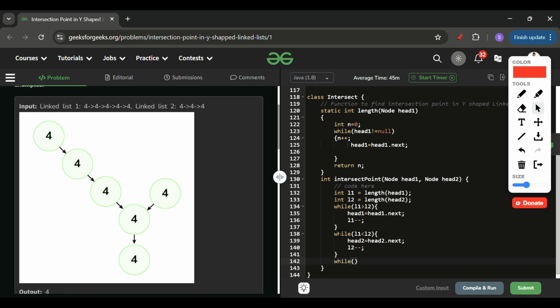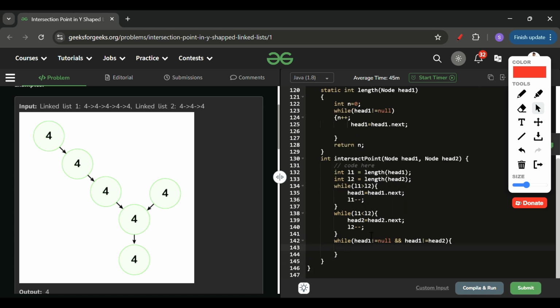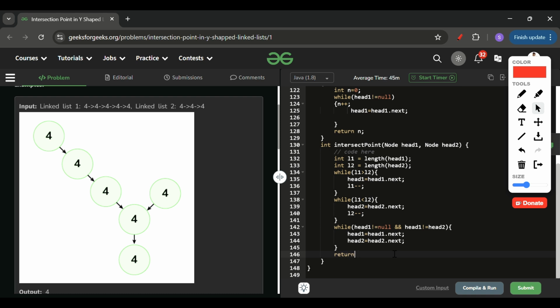After that, while head1 is not equal to null and head1 is not equal to head2, meaning until I have not reached the end of the linked list and have not found the intersection point, I will keep on moving. So I will simply do head1 is equal to head1 dot next, and head2 is equal to head2 dot next. At last I will check: if head1 is equal to null, what does this mean? This means there is no intersection point, and I will simply return -1. Otherwise, I will return head1 dot data.